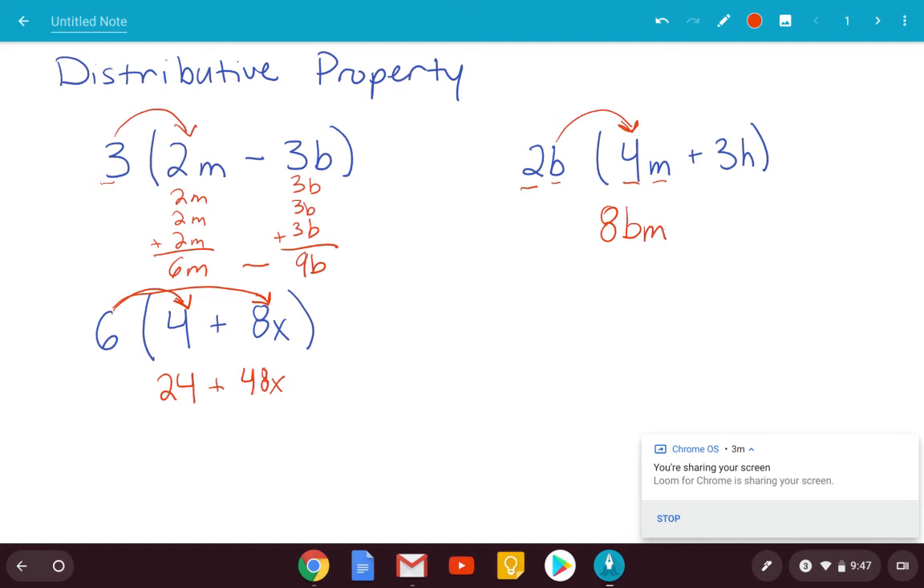And then we would have to do the same thing for the next one. 2b times 3h. We can do 2 times 3, which is 6. We can't multiply b times h, so we'll just have to write bh, and then we still have the addition sign. So the final answer for this one is 8bm plus 6bh.